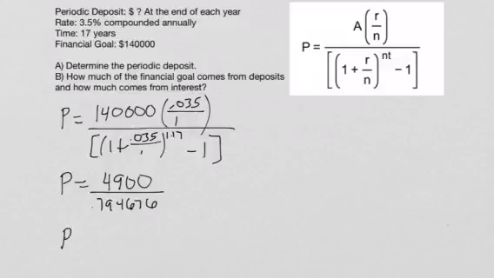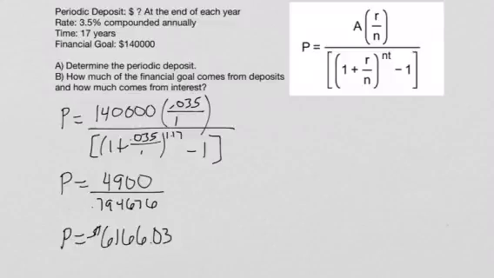And so now if we divide those two, we get a total of $6,166.03. So that's how much we need to deposit at the end of each year if in 17 years we want to have a total of $140,000.